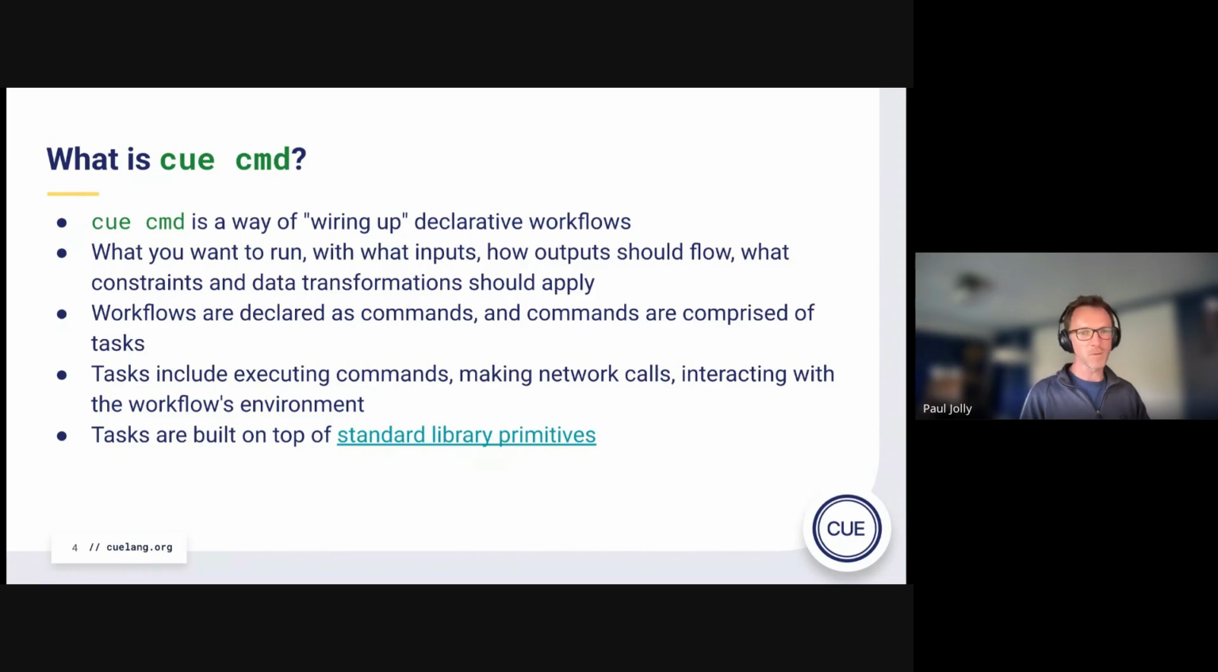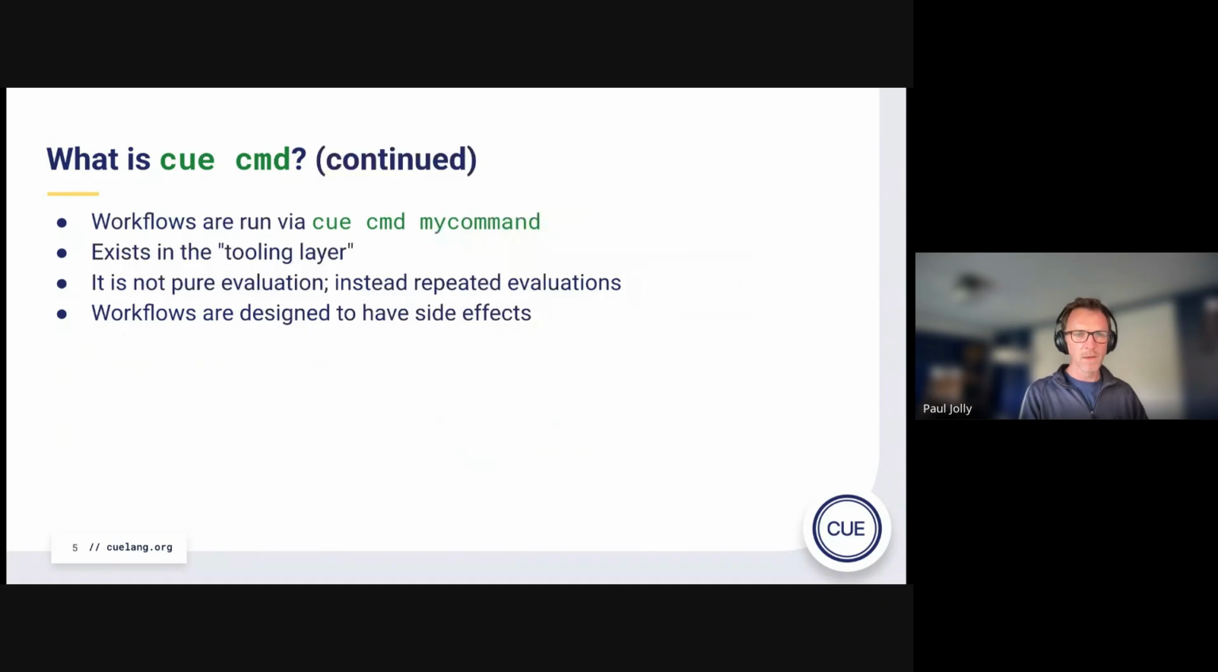And those commands are comprised of tasks, i.e. the things that need to happen. Those tasks might include things like executing commands, making network calls, interacting in some way with the workflow's environment, i.e. where the workflow is being run. And those tasks are built on top of a standard library set of primitives that we have. For example, exec run is a way of running a CLI. This is how we run a workflow via Q command, my command.